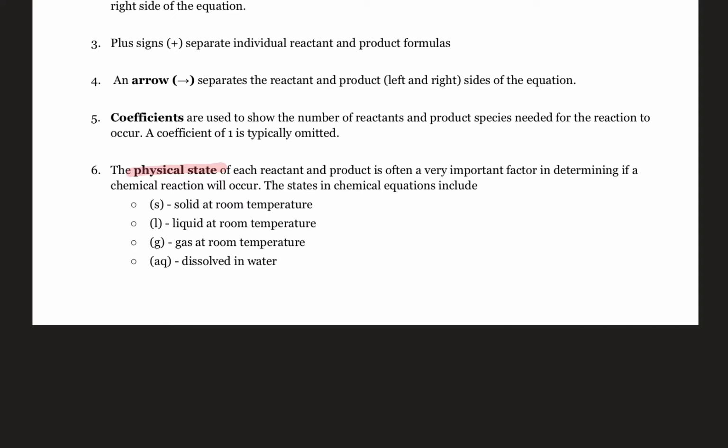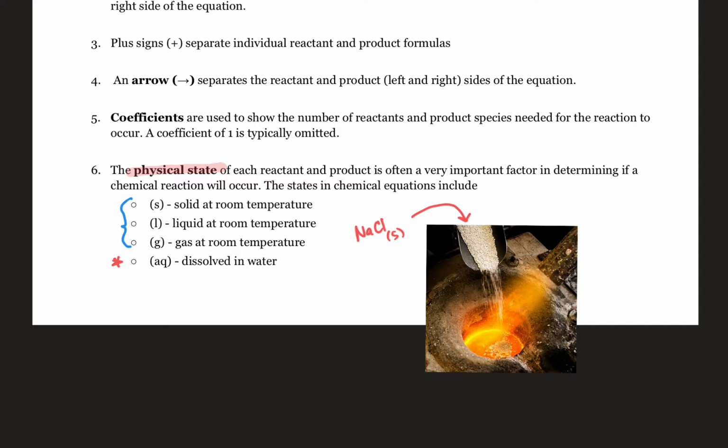There are 4 common states of matter that you're going to write on a balanced chemical equation. Solid, liquid, and gas, using an S, L, and G, are probably states of matter that you're very familiar with, but aqueous is likely new. You know what solid salt looks like. And you can actually get liquid salt, but you have to heat it incredibly high, and we call that molten salt.